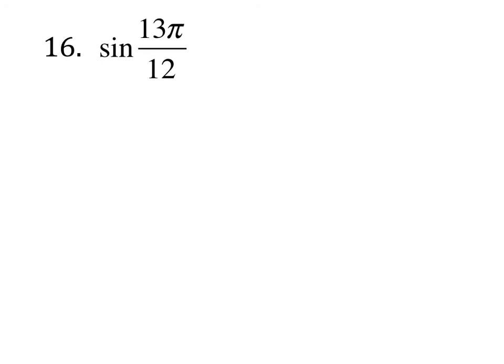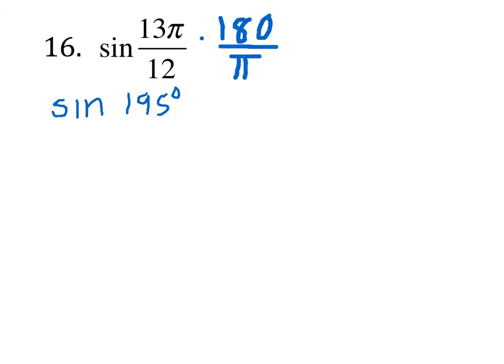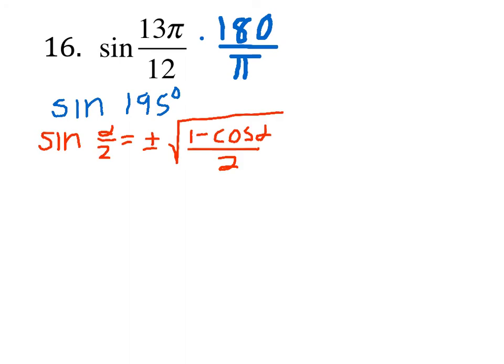So if we look at 16, this is another problem where I could either use half or sum and difference. And what I noticed right away is this one's in radians, so I'm going to have to multiply by 180 over pi to change this. So I get sine of 195. Now if we think about 195, this is in quadrant 3, so that means that in quadrant 3, all students take, which means only tangent is positive, so sine is going to be negative. So that tells me this sine is going to be negative.